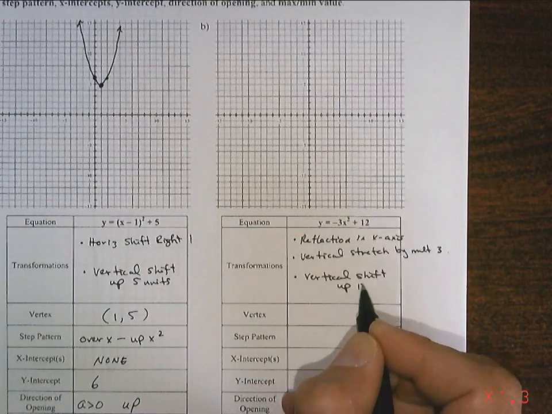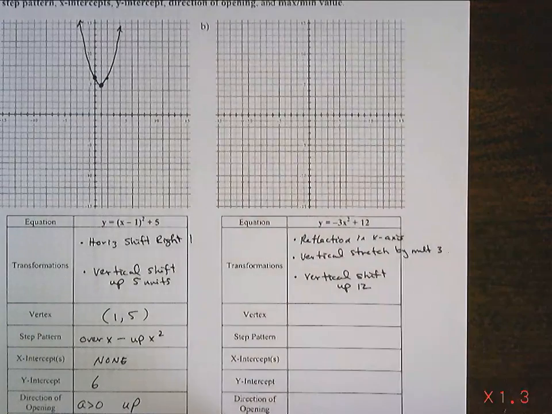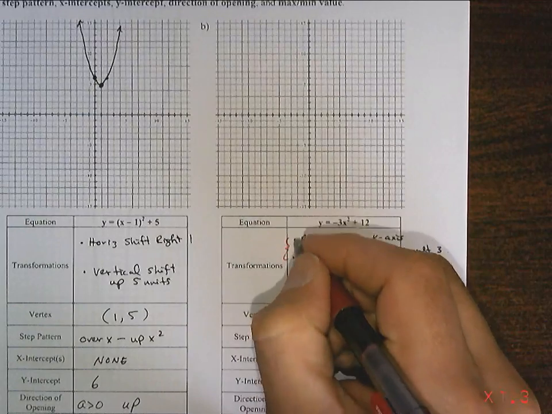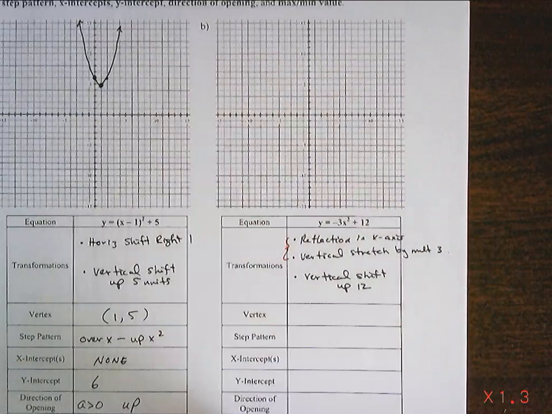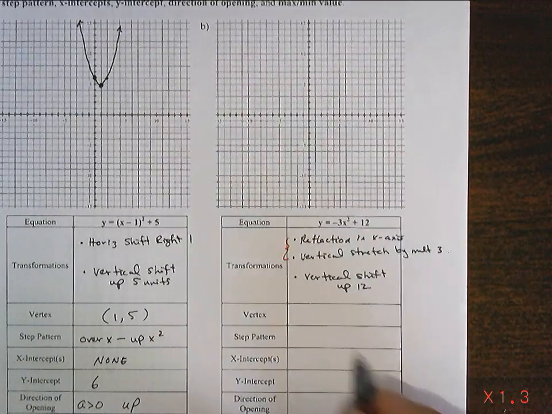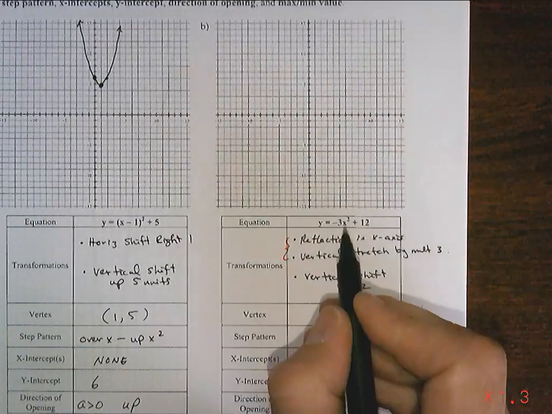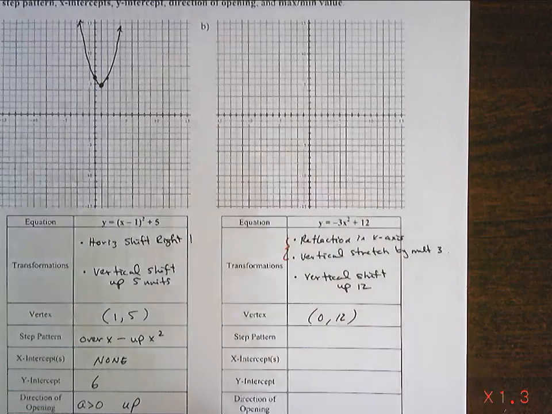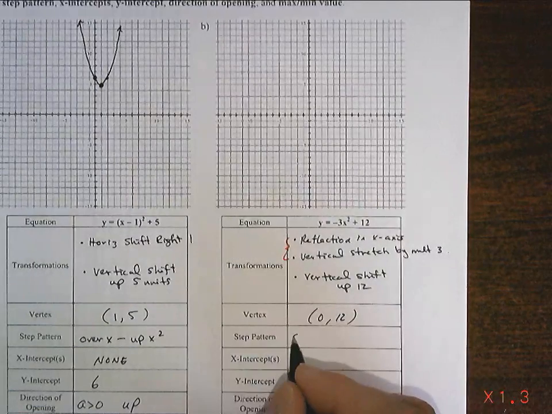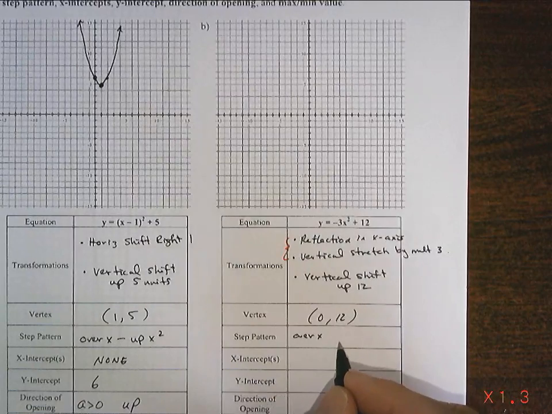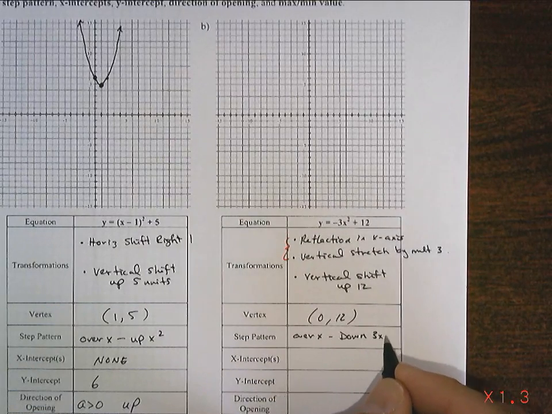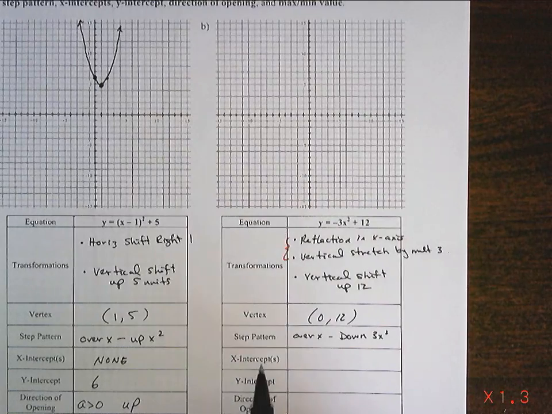Up 12. These need to be in this order. These two have to come before the last one. I don't care which order they come in, but that one needs to be the last one, or it's wrong. Your vertex, excellent. Notice the h value in here is 0. So it's 0, 12. Step pattern, over 1, down 3x squared. X-intercept, don't know that unless I graph it.